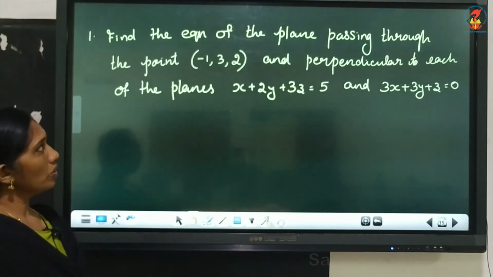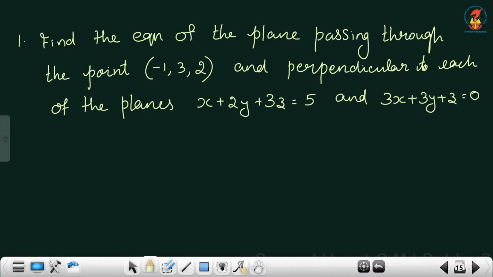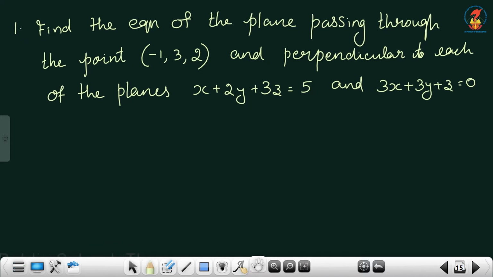Find the equation of the plane passing through the point and perpendicular to each of the planes. Find the equation of the plane passing through a single point, and that plane is perpendicular to two other planes. So first we write what is the required plane. The required plane passing through a single point. And what is the equation of a plane passing through a single point?